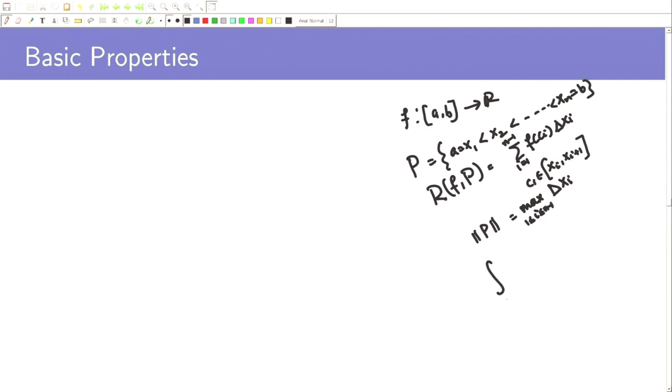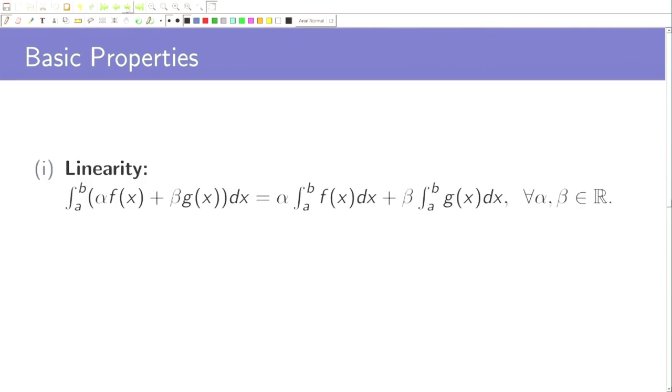And then we define the integral from a to b as the limit, if the limit exists. If this limit exists, then we say that f is Riemann integrable and the integration of f is this. Okay, so now let us look at the very standard properties of Riemann integration. We know that the integral is linear. That means if we take alpha f plus beta g and we integrate, then we can pull out alpha from the integral, and it will be alpha times the integral from a to b of f(x) dx, plus beta times the integral from a to b of g(x) dx, for all alpha, beta in R.